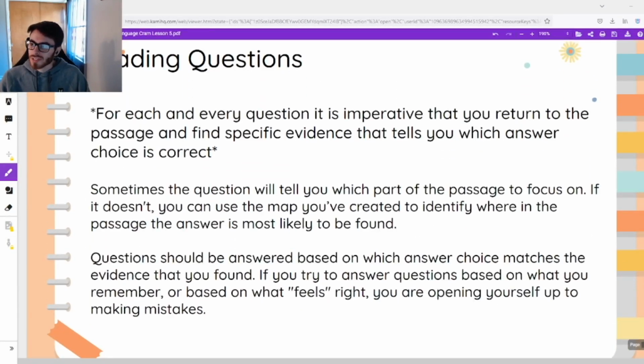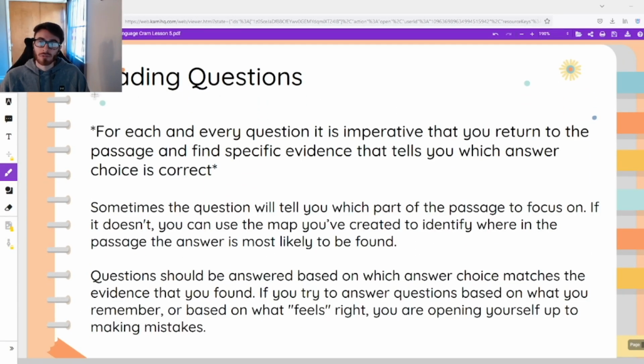Let's talk about the questions now. And again, reading questions, right? We'll talk about the writing portion of the multiple choice section in the next lesson. For every reading question, regardless of question type, it is imperative that you return to the passage and find specific evidence that tells you which answer choice is correct.